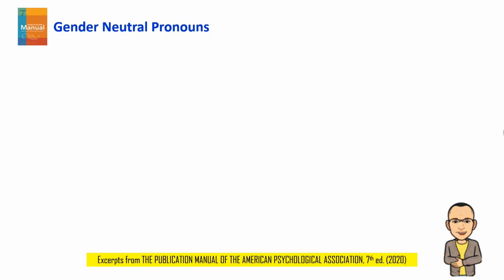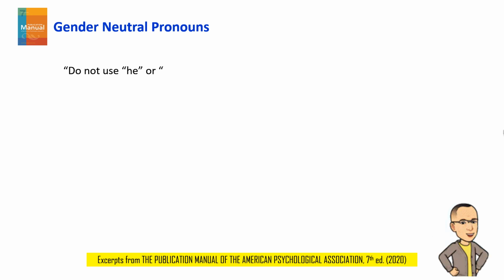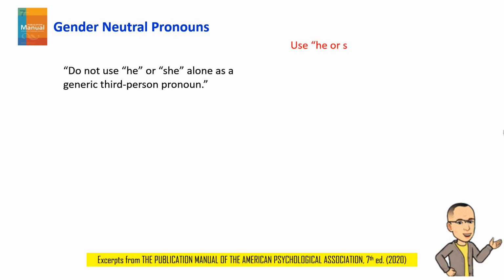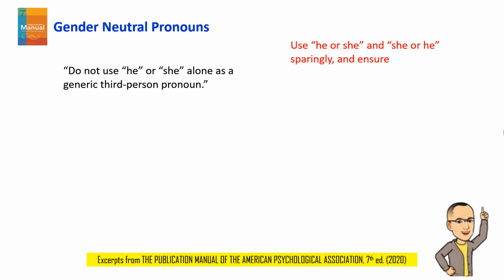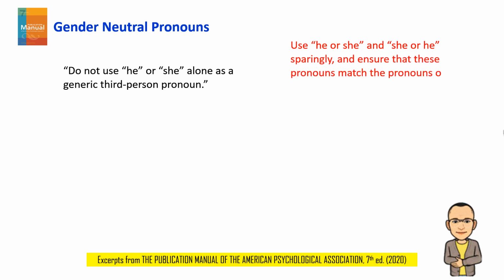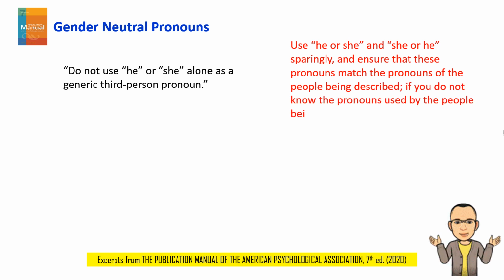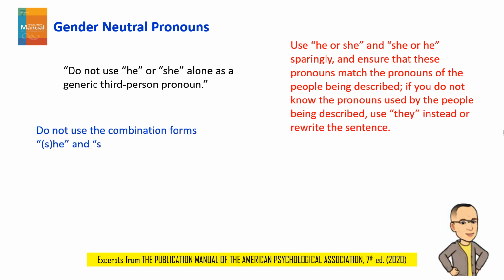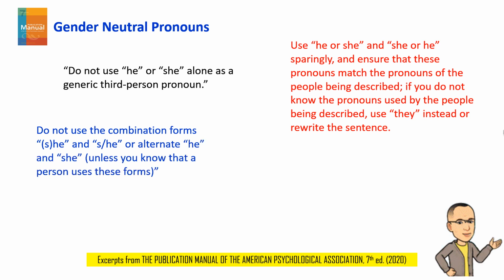Gender-neutral pronouns. The Publication Manual of APA 2019 suggests the use of gender-neutral pronouns. It warns: do not use he or she alone as a generic third-person pronoun. Use "he or she" and "she or he" sparingly, and ensure that these pronouns match the pronouns of the people being described. If you do not know the pronouns used by the people being described, use they instead, or rewrite the sentence. Do not use the combination forms, "s/he" and "she/he," or alternate he and she, unless you know that a person uses these forms. These choices may have unintentional implications.